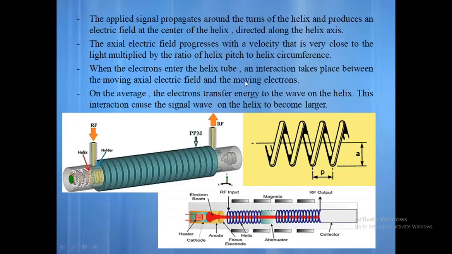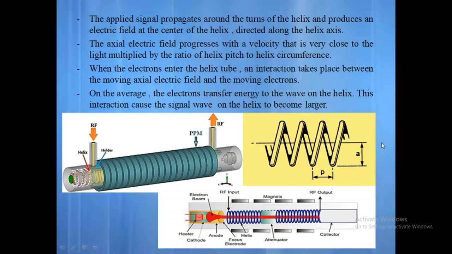The applied signal propagates around the turns of the helix and produces an electric field at the center of the helix. Whenever the applied signal is propagating along the helix, it produces an electric field at the center of the helix. Whenever it is traveling in the helix, perpendicularly there will be some electric field propagating at the center of the helix, which is known as the axial electric field.